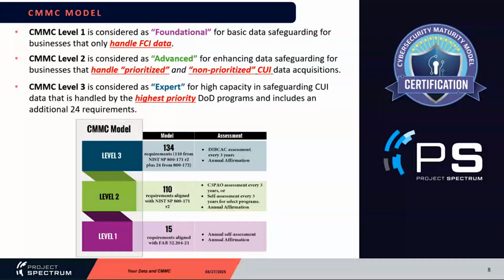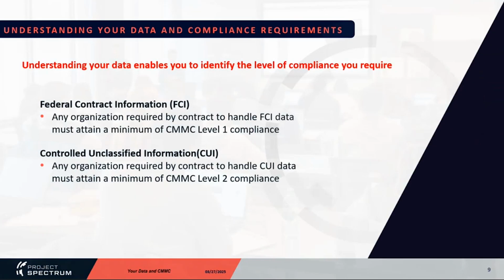This is really where it's high capacity safeguarding of CUI data that is handled by the highest priority DoD programs, and includes an additional 24 requirements. So you see all of the different requirements there. You've got 15, you've got 110, you've got 134. It's all right there. But again, it's understanding what level you need to be at in order to do business with the Department of Defense. And that's what we're going to try to help clear up a little bit today.